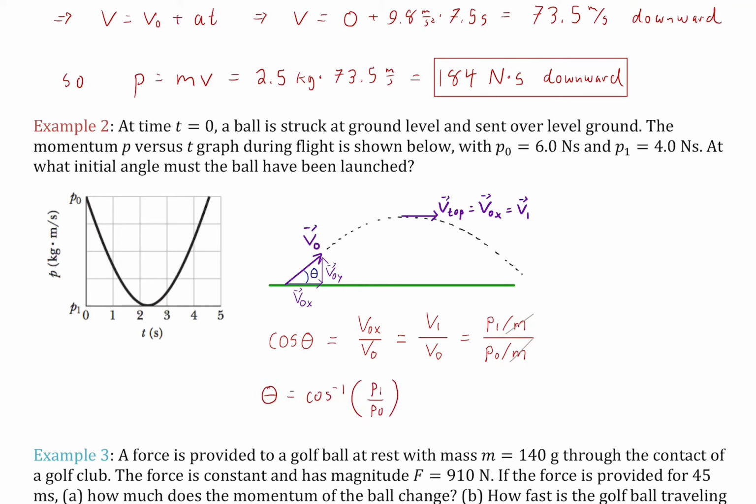Then we can say, we know P1 and P naught. We could just isolate for theta, use cosine inverse, plug in our numbers, and it's 48.2 degrees. So this graph actually had enough information to tell us the launch angle, which is pretty neat. Like I said, it's clever, but once you see how it works, there aren't many steps to it.